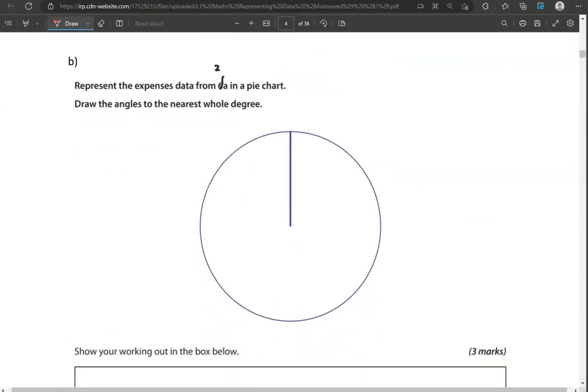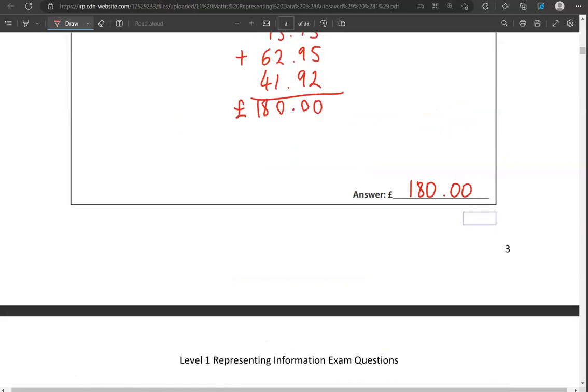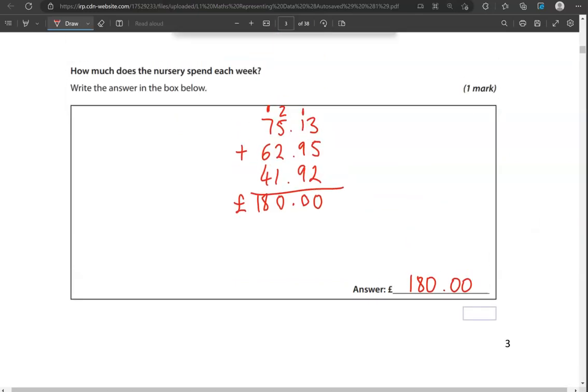Represent the expenses data from 2A in a pie chart. Draw the angles to the nearest whole degree. Show your working out in the box below. So all the expenses that we've just worked out, we need to represent them in the pie chart.